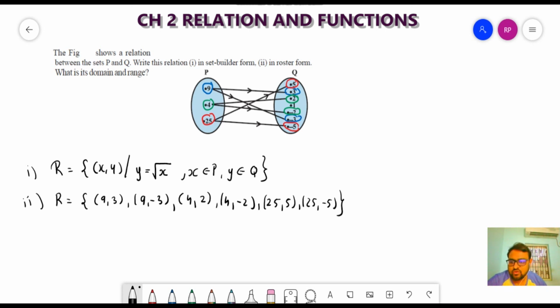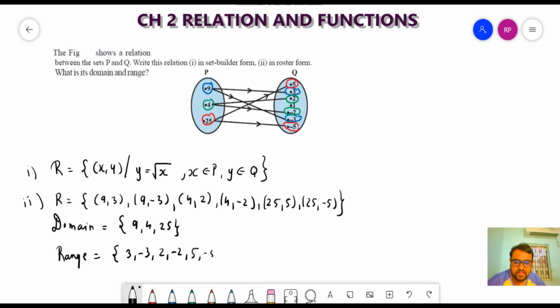Okay, now the third question, its domain. Now what is the domain? The set of all the first elements. So 9, 4 and 25. What is the range? The second elements, means the images of 9: 3, -3, 2, -2, 5, -5. Clear? And if the codomain was asked, then I will add one more element, that is 1. Clear? So this was the question. Just note it down.